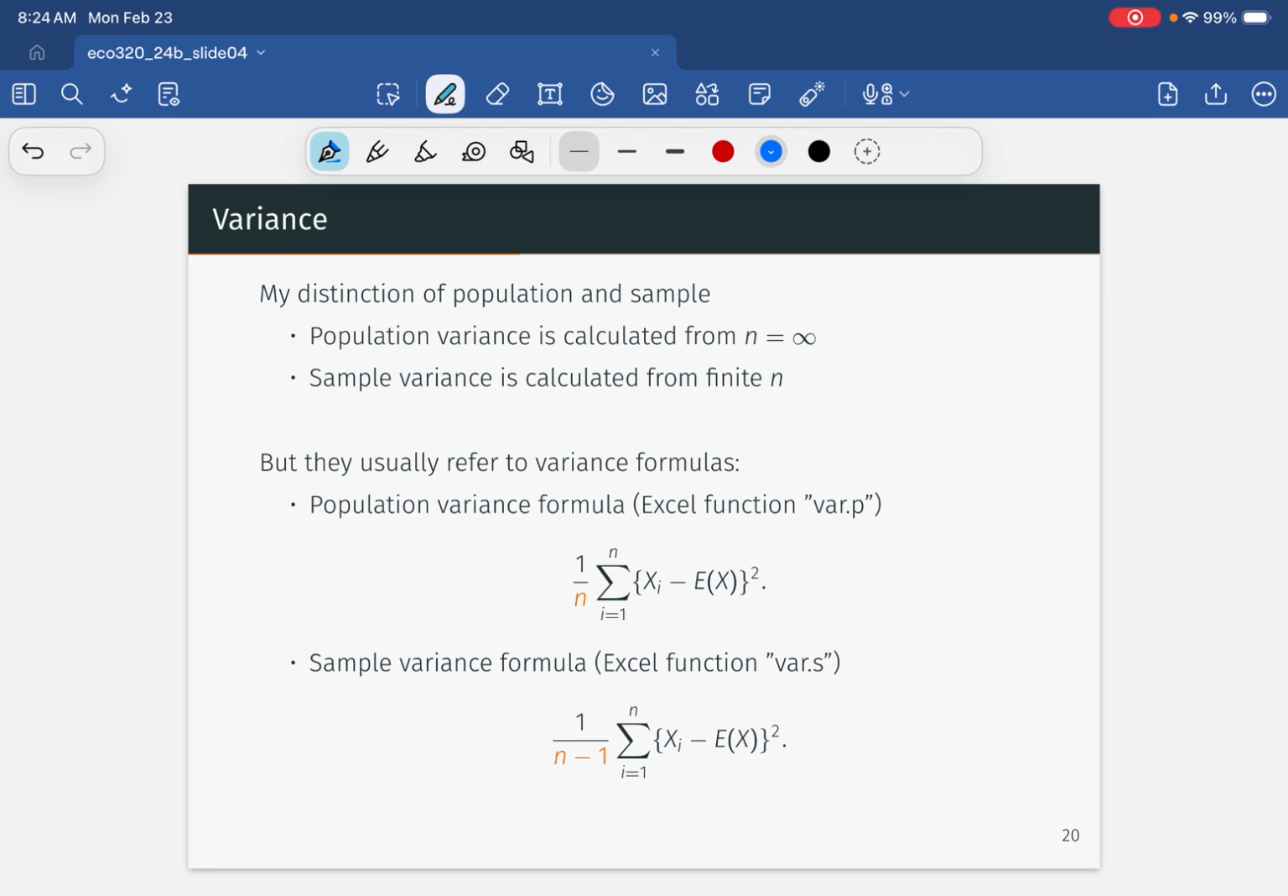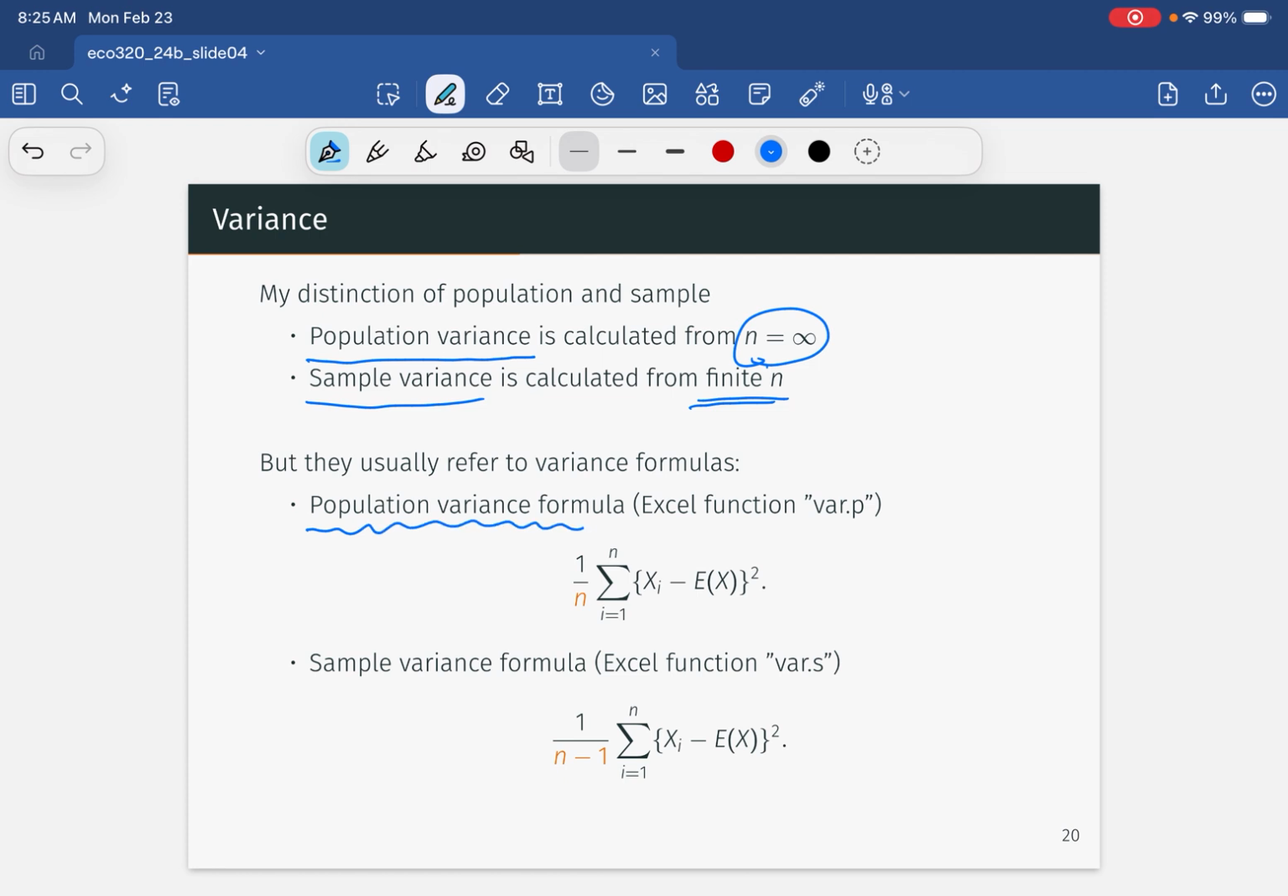Then I will give you two formulas, which is very confusing. I don't like it. So first, in general statistics, population variance is the hypothetical variance that you can calculate when you have unlimited observations. And the sample variance refers to the variance that you calculate from the sample, which is finite, right? But in this chapter, in the variance calculation, there are two different formulas.